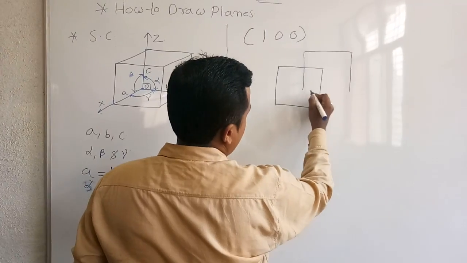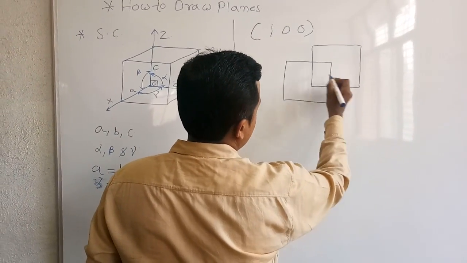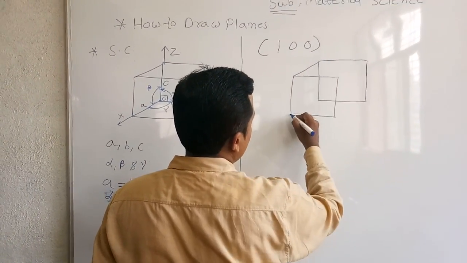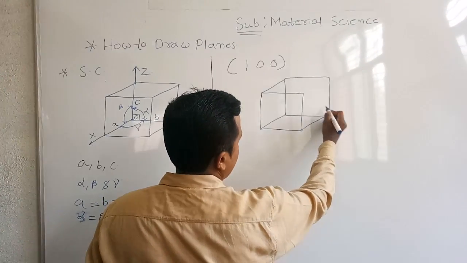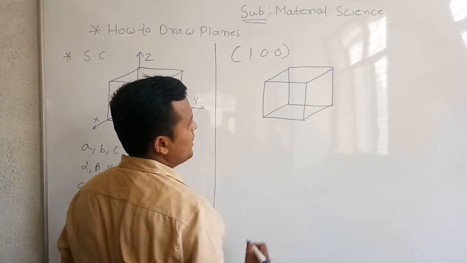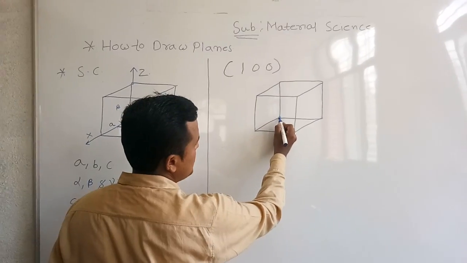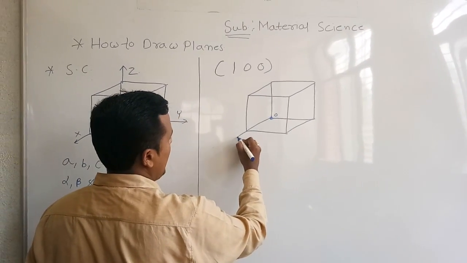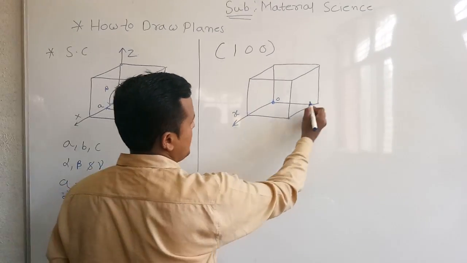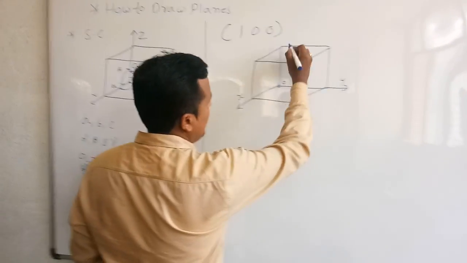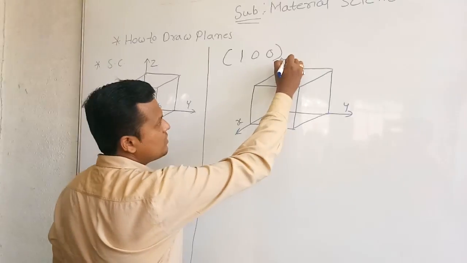So in this way always you have to draw this cubic system. It is a very easy method to draw the cube. Then always first indicate the origin of the cube. So this is your origin. Then indicate the axes. This is the x axis, this is the y axis, and this is the z axis.